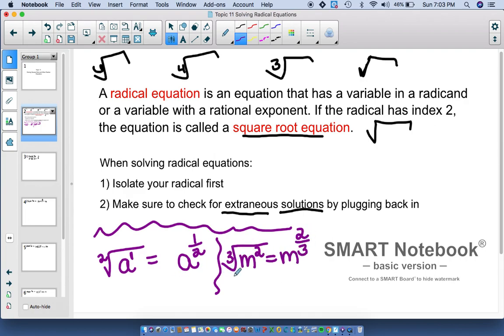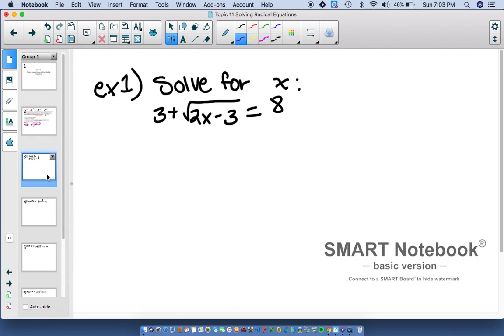Okay? So I want you to remember this property because we will also use it when we solve radical problems, because sometimes they'll give us radical problems that are actually fractional exponents. So because they are fractional exponents, we can convert them back to radicals, we can kind of play around with them, but you need to know how to convert from a radical to a rational exponent, like a fractional exponent, and vice versa. Okay? All right, moving on to example 1.